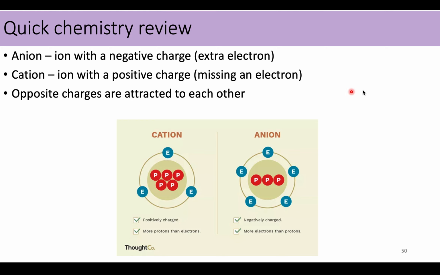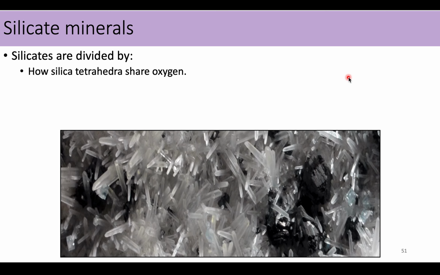Anions are ions with a negative charge, which means that they have an extra electron, because electrons are negatively charged. A cation is an ion with a positive charge. That means it's missing an electron. Electrons, remember, are negatively charged, so if it's missing one, it's going to have a positive charge. Opposite charges are attracted to each other. So ions with opposite charges will be attracted to each other.